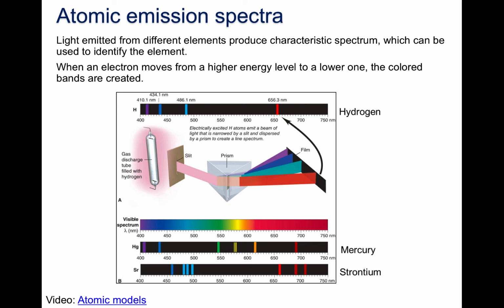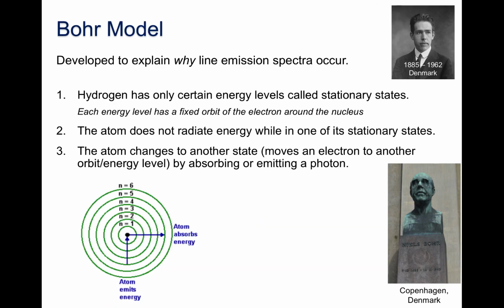Atomic emission spectra were discovered, and light emitted from different elements produced a characteristic spectrum. So the spectrum is represented by these bands of light here that you see, these colored bands. And they were able to identify elements using those characteristic bands. And so Niels Bohr of Denmark wanted to explain why those line emission spectra occur. Yes, we've observed that they do occur, but what is causing them to create those different colors?